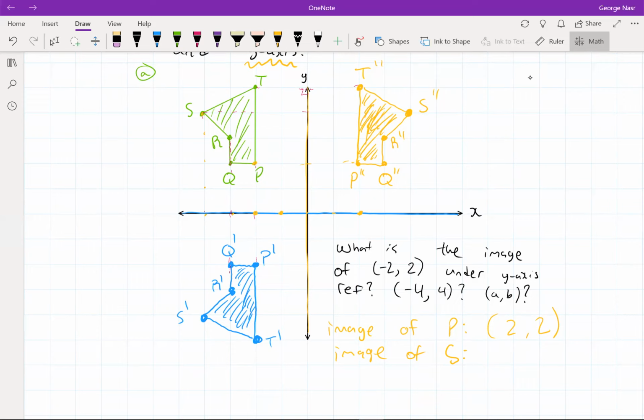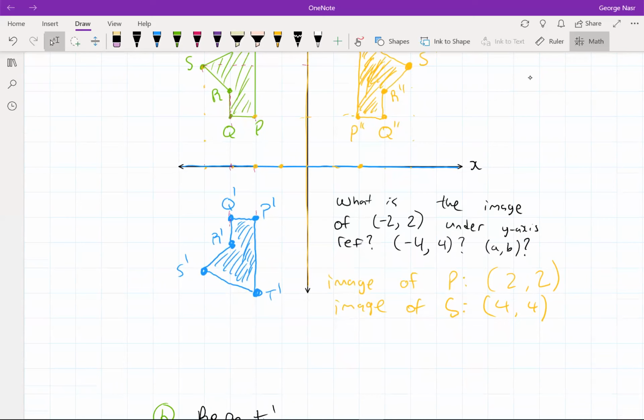Okay, so where does S go? Well, like we said before, S travels a distance of 4, and then it has to travel that distance again. So when it does that, it ends up at 1, 2, 3, 4, 1, 2, 3, 4, 4, comma 4. So look at the points.